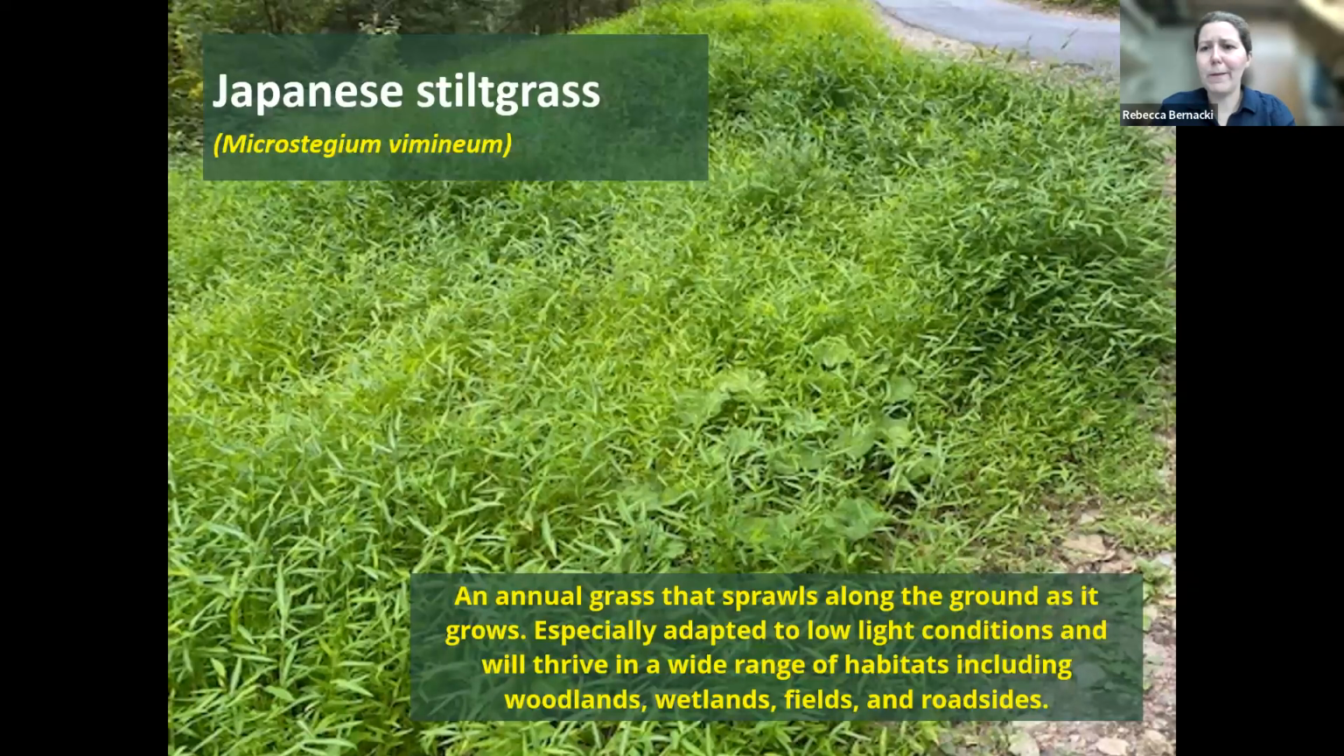We're getting down, folks. I think we've reached about the halfway point. I think we have about 3 or 4 species left. So the next species we'll talk about is Japanese stiltgrass.